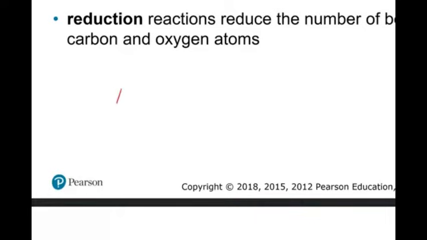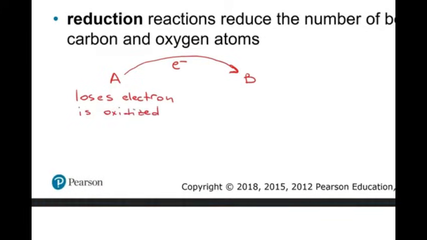Look at this. Imagine that you have a compound A. And you have a compound B. Compound A loses its electron and gives it to compound B. When it loses an electron, A is oxidized. When B gains an electron, B is reduced.